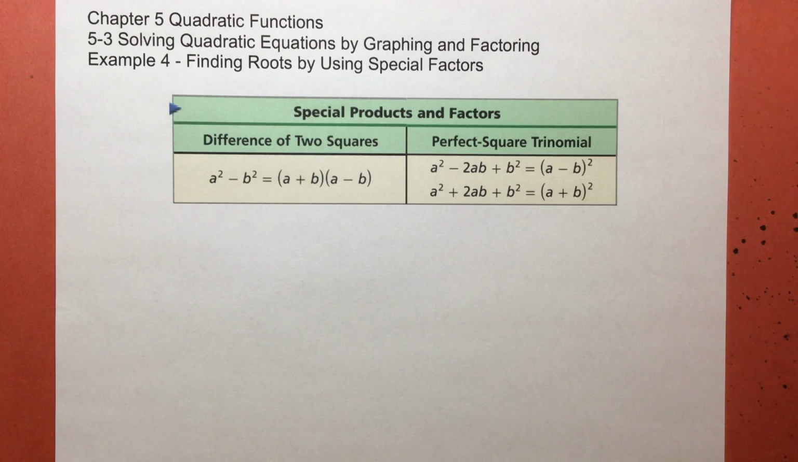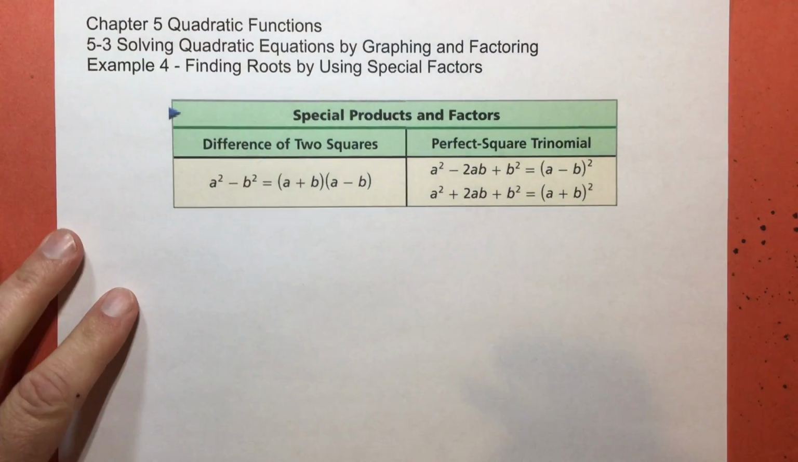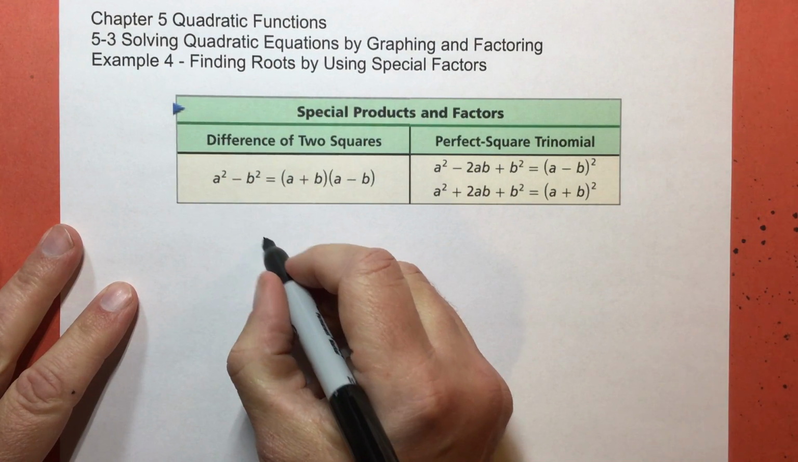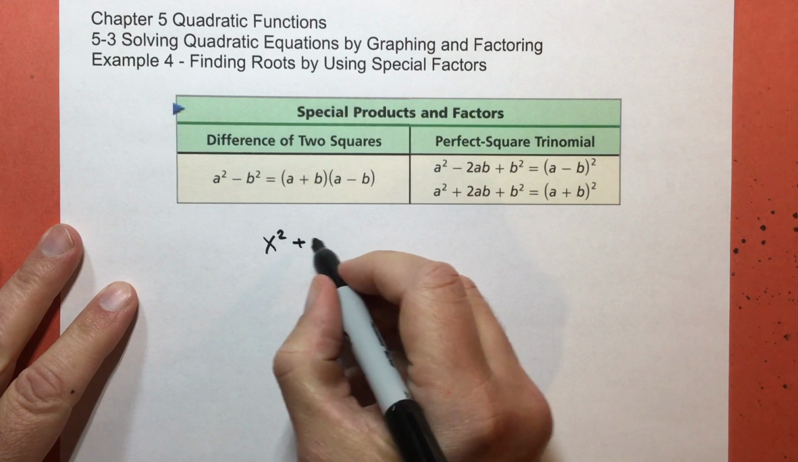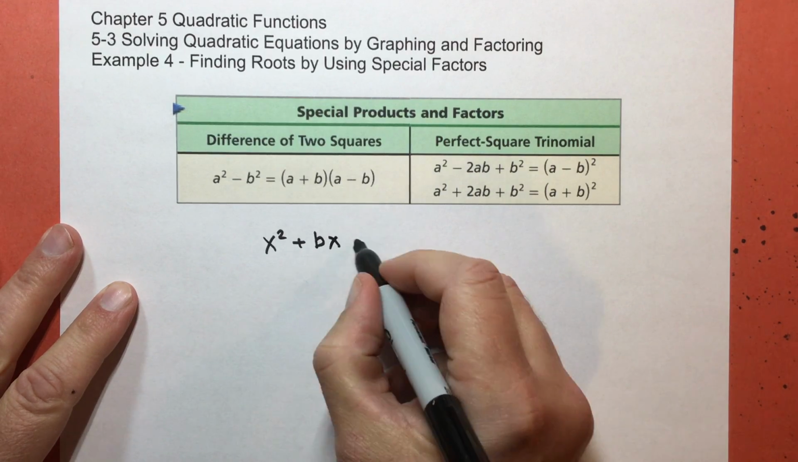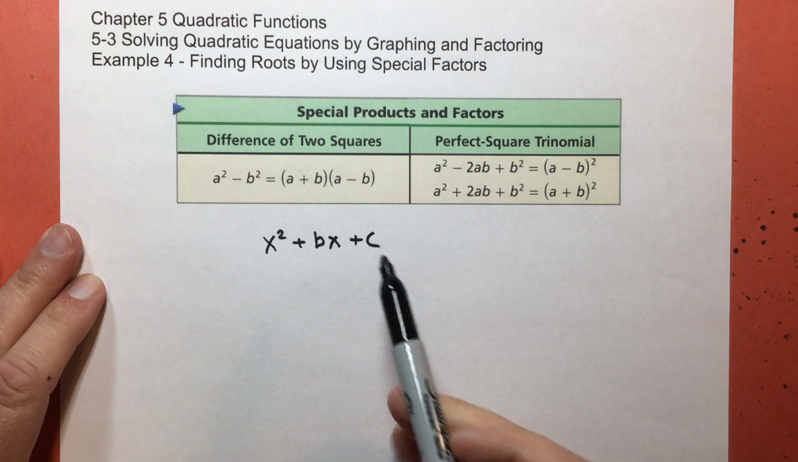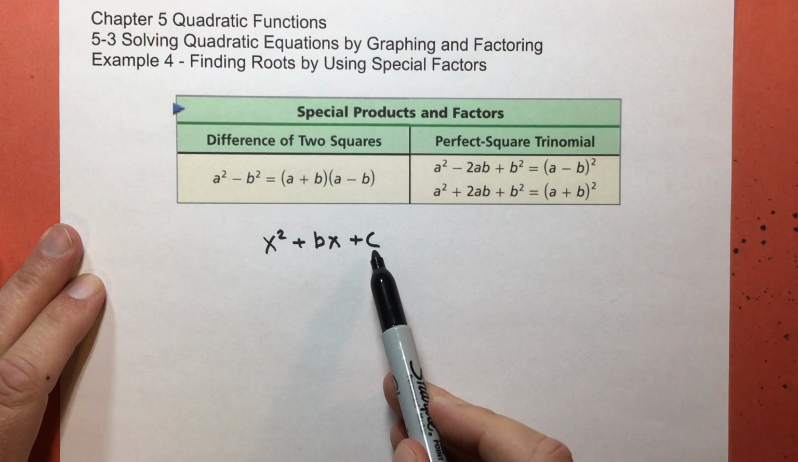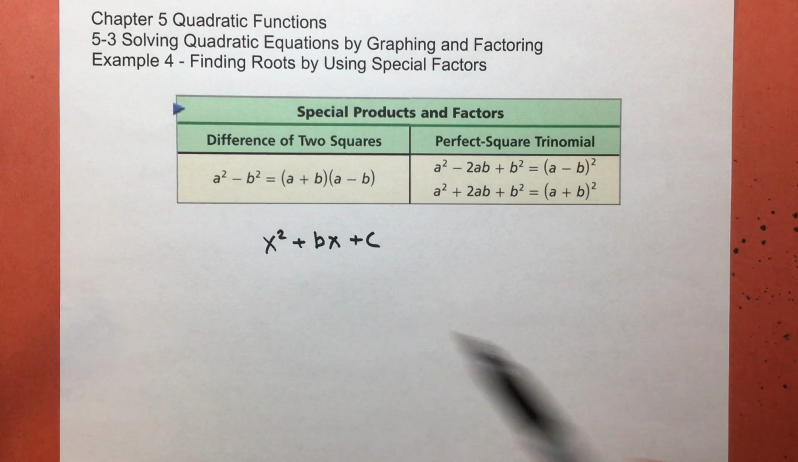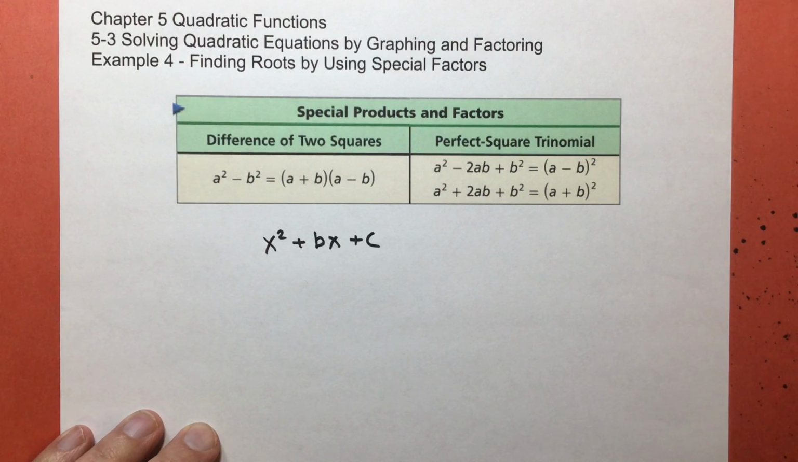What two numbers multiply to give this, add to give that, the middle term. All right? And when I talk about that, we're talking about things that look like this: x squared plus b times x plus c. So what we're saying is, what two numbers multiply to give the c but add to give the b.